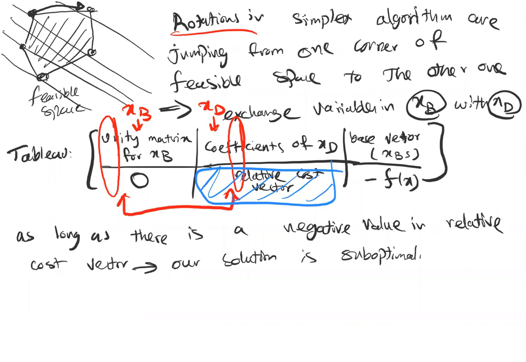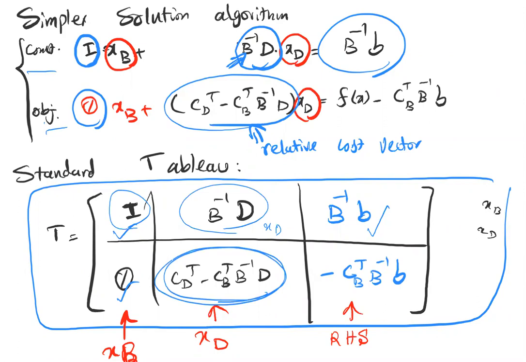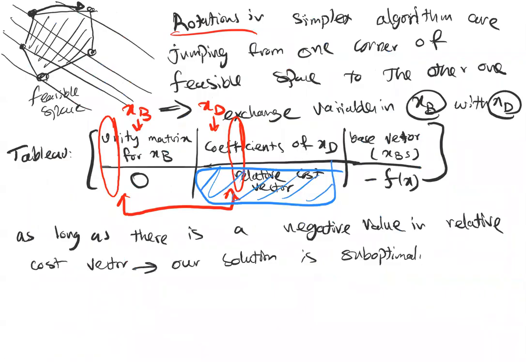So just a reminder, this is how our Tableau looks like. We have identity matrix here. We have B minus 1 D, or the coefficients for xd. We have the right-hand side, or the base values. We have 0 here. We have relative cost vector. This is called relative cost vector. And we have negative value of our objective function. So now we are going to have 2 steps to conduct this. Let's see what are those 2 steps.